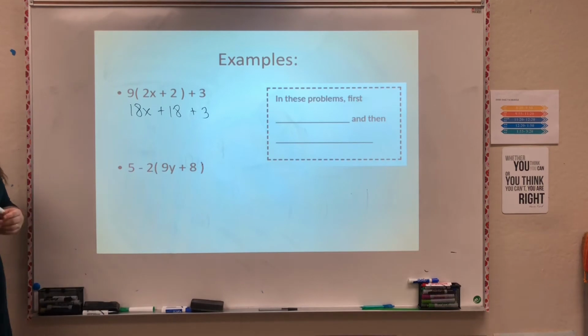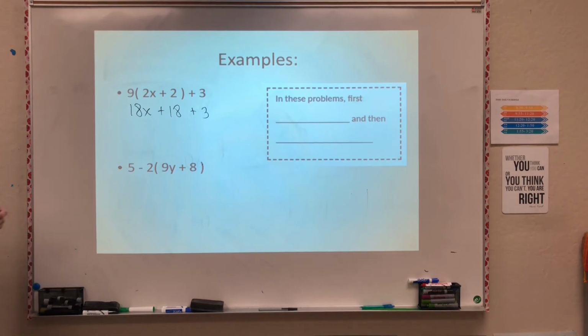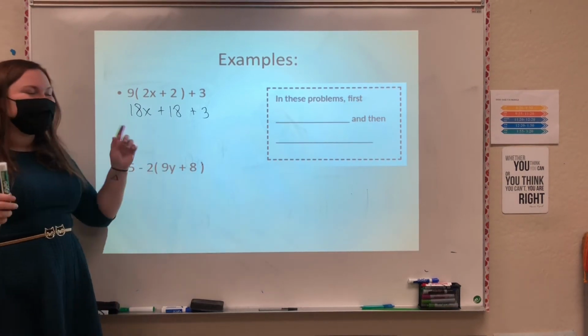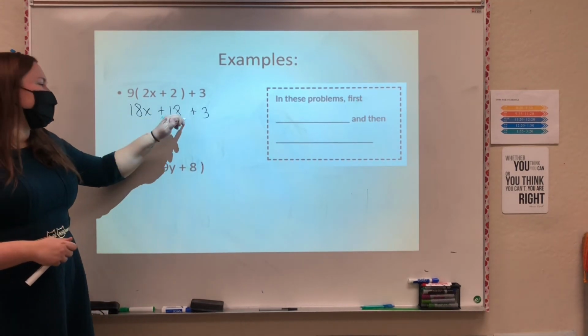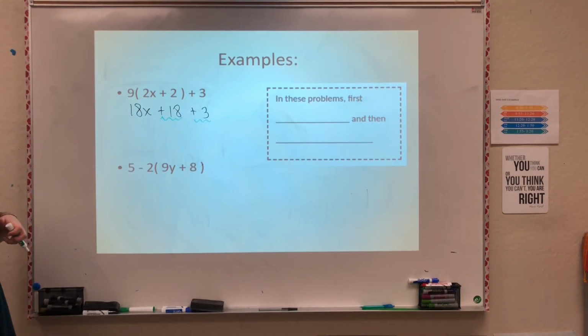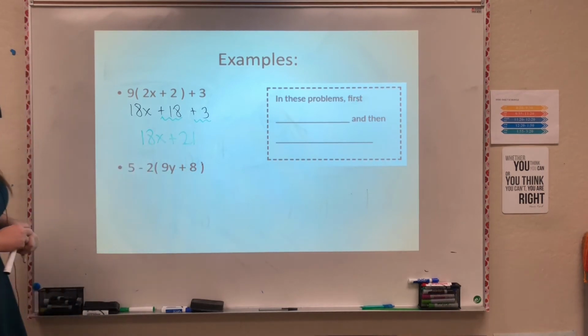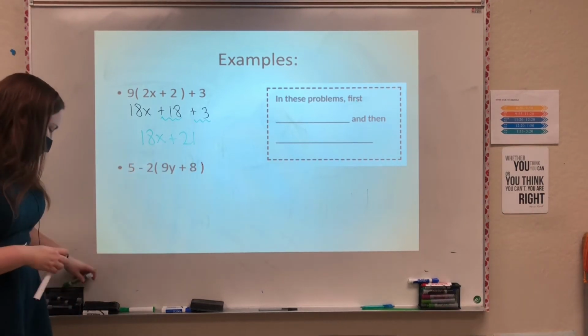We've got 18x plus 18 plus 3. Anything else? Nope. Why not? They're not the same variable. There's nothing we can do? Maybe it's 18 plus 3. Yeah. They are both numbers. So if you're thinking same variable, same exponent, they don't have a variable, which makes them the same. So we could say 18 plus 3 is 21. So 18x plus 21. Nice. Anything else? No, we can't because they're not like terms.